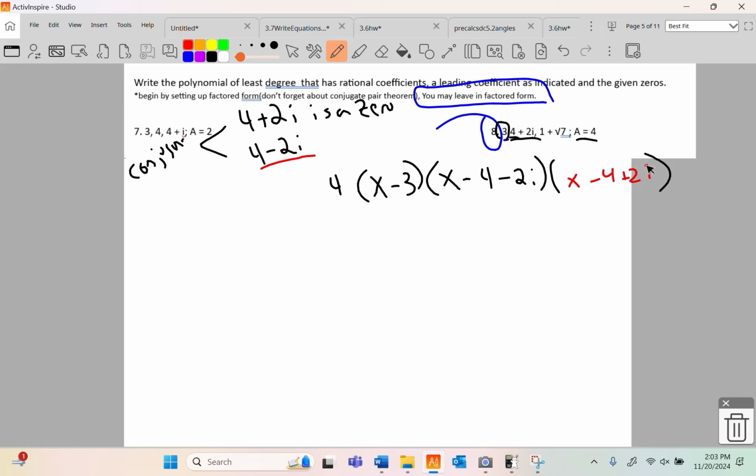I ran out of room here, but the next 0 is 1 plus root 7. Creed, what's the factor? So x minus 1 minus root 7. Why do you guys hate x so much that you don't talk about it?